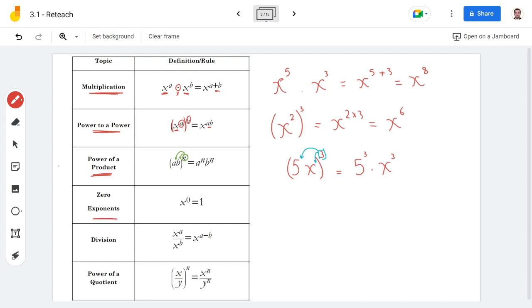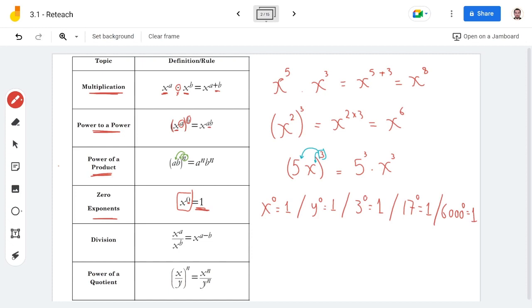Zero exponent. Zero exponent means when you have a variable to the power of 0, it's always equal to 1. Not only variables, all numbers too. Let's say x to the power of 0 is equal to 1. y to the power of 0 is equal to 1. 3 to the power of 0 equals 1. 17 to the power of 0 equals 1. Another, let's say we have 6,000 to the power of 0. It's always equal to 1. So any number, any variable to the power of 0 is equal to 1.